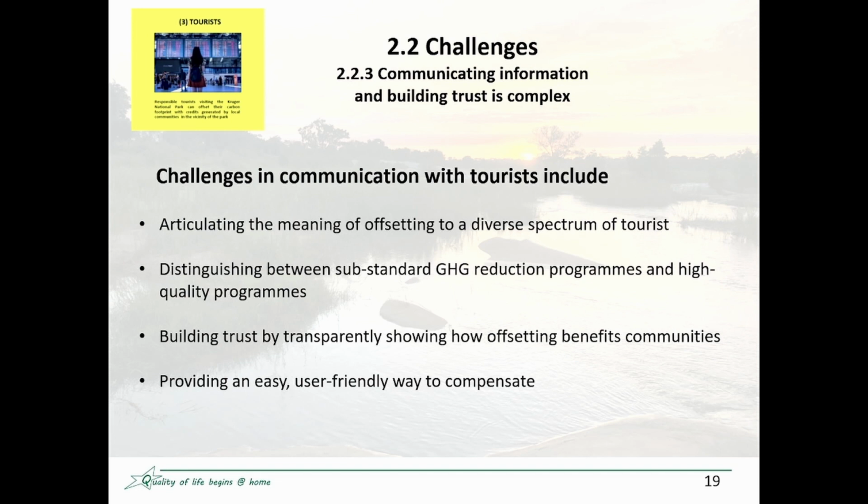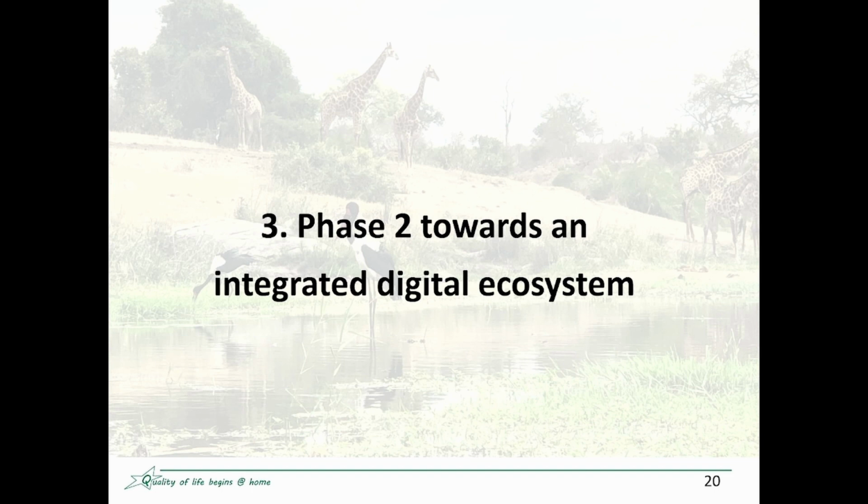So challenges in terms of tourists, I'll have to be quite quick, is articulating the meaning of offsetting to a diverse spectrum of tourists, distinguishing between these substandard programs and higher quality. It's very difficult for a non-expert to make an evaluation of what is good, because all projects claim that they are improving quality of life, etc. But we have to find ways to actually communicate that information. And then building trust by transparently showing how offsetting benefits the community and then providing an easy, user-friendly way to compensate.